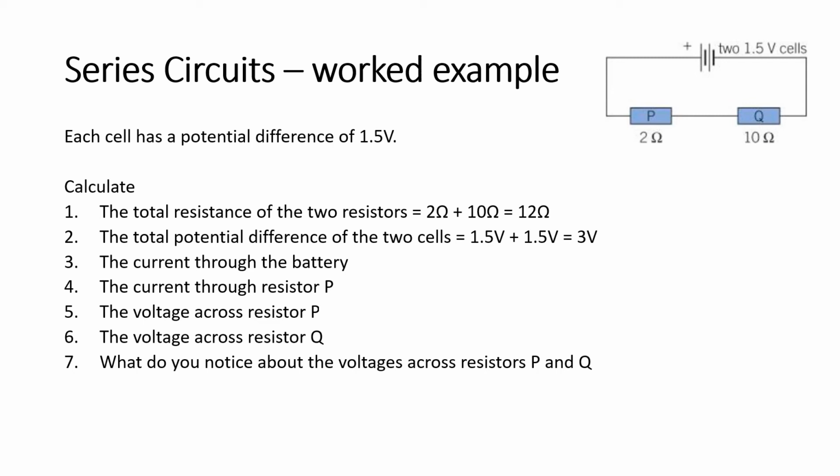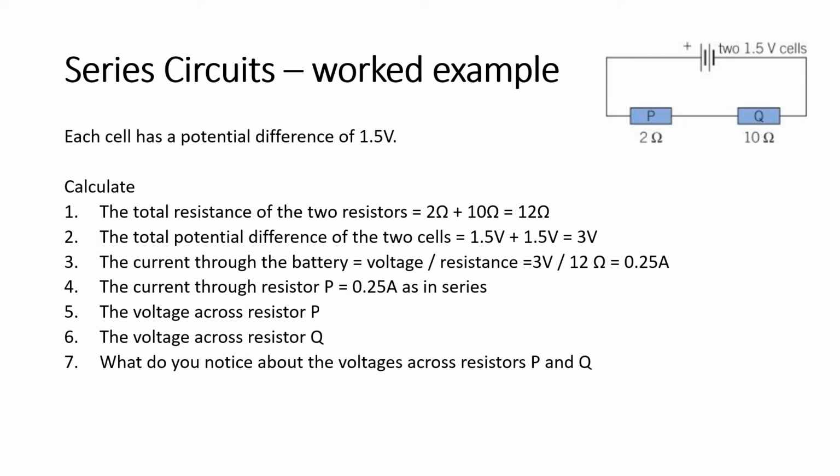So now we can work out the current through the battery. We have the total resistance of the circuit and the total voltage, and we do voltage divided by resistance. The voltage was 3 volts, the resistance was 12 ohms, so our total current is 3 divided by 12, which gives us 0.25 amps. To work out the current through resistor P, we have to remember our rules for series circuits, because the current is the same the whole way round. So this is 0.25 amps.